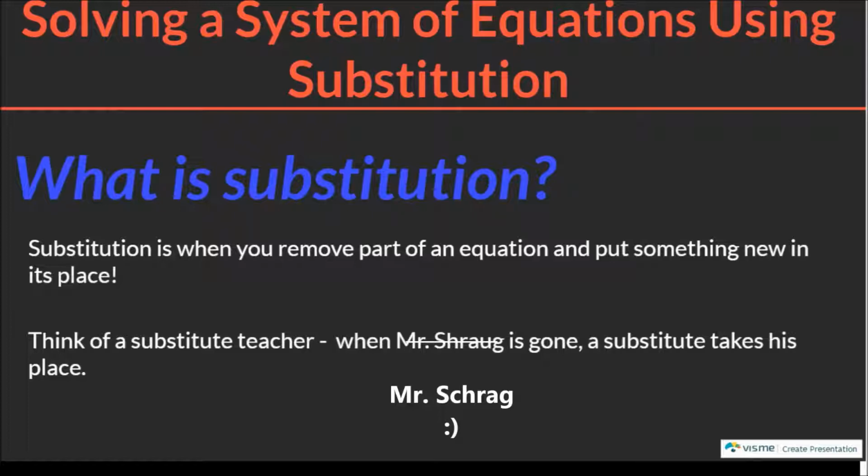Well, what is substitution? In case you've forgotten, substitution is when you remove, everybody say remove, you remove part of an equation and put something new in its place. So you're taking something out of the equation and replacing it with something different. Think of it like a substitute teacher. When me or Mr. Schrag are gone, a substitute takes our place. So we're gone, they take us out, substitute comes in, takes our place. It's the same thing, only it's happening in an equation. We're taking something out, and we're going to substitute something new in its place, okay?